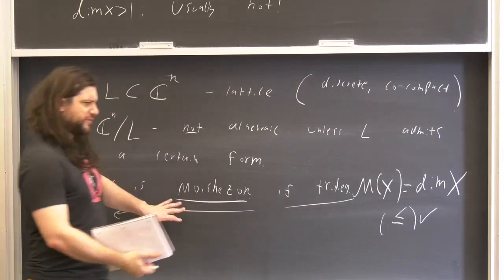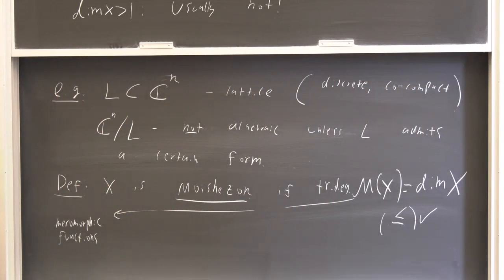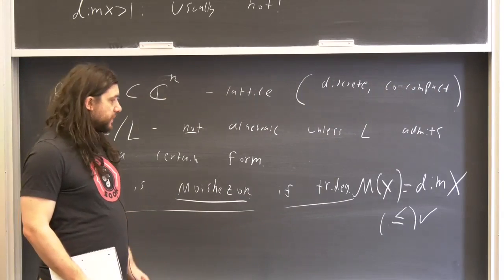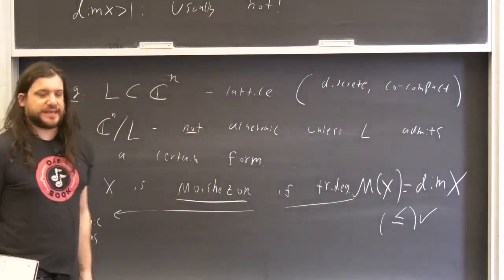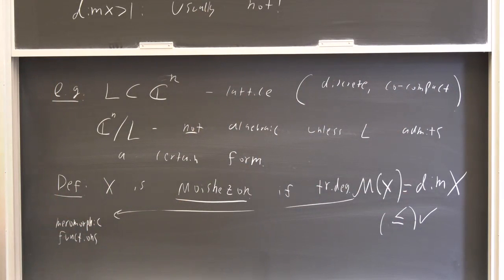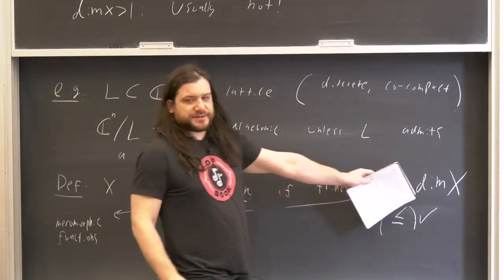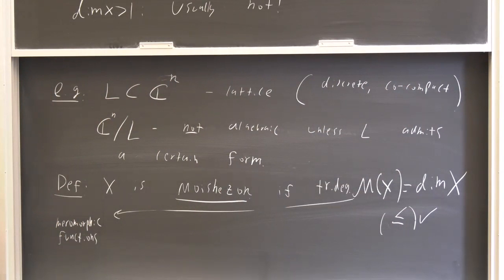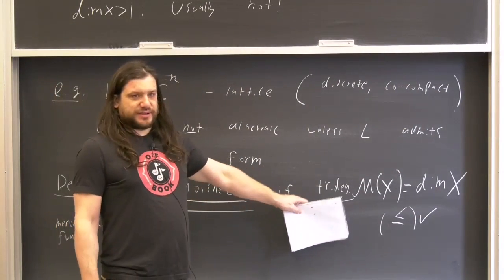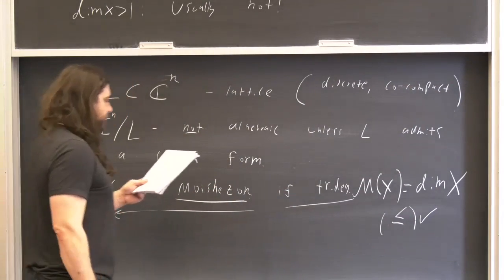But I believe it's a theorem of Moishezon. I couldn't find exactly what this is. What did you say about less than or equal to? So this is always true for any compact analytic space. Yeah. And if it's as big as possible, then we say it's Moishezon. This is certainly a necessary criterion for X to be an algebraic space.